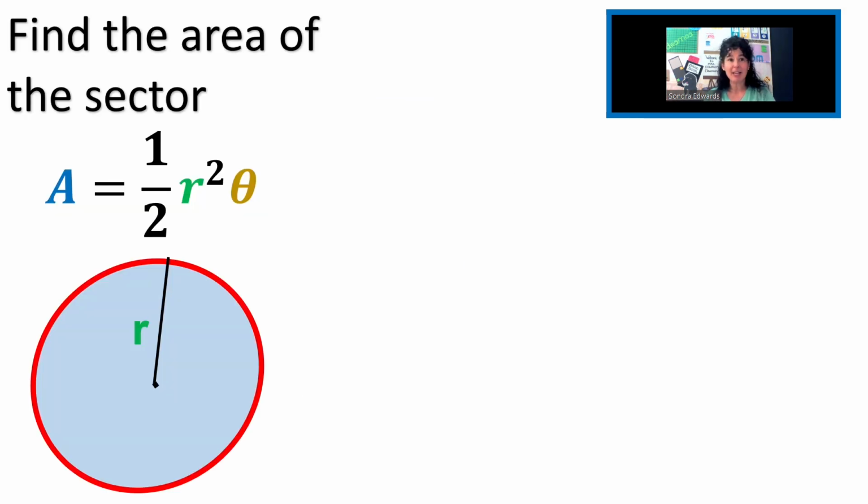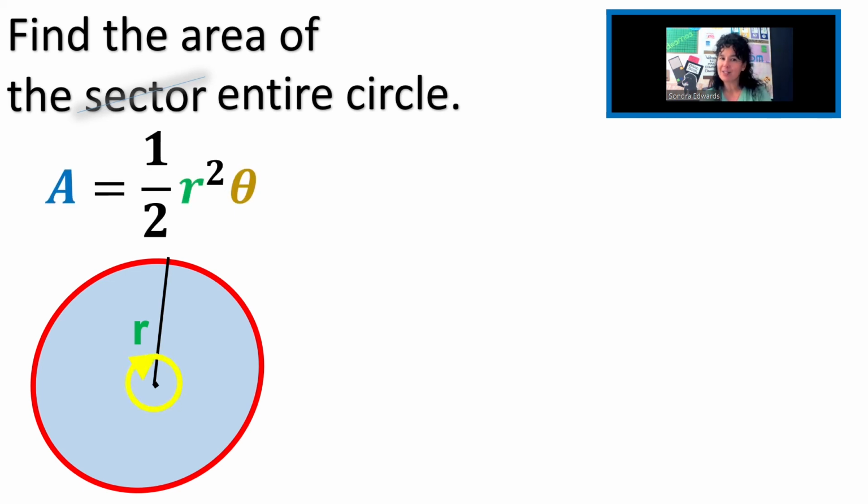I want to go ahead and make just a quick connection. Let's say that you wanted to know the area of the entire circle rather than just one little pie slice. Well, if you wanted the area of the entire circle, then what would the angle measure be? If we go all the way around, that's 360 degrees, but we don't want to use degrees, so I'm going to say that theta is 2 pi.